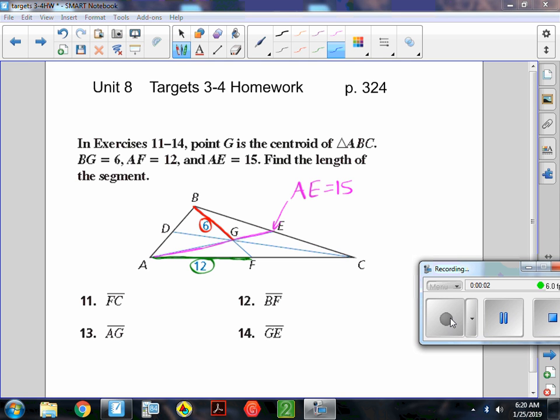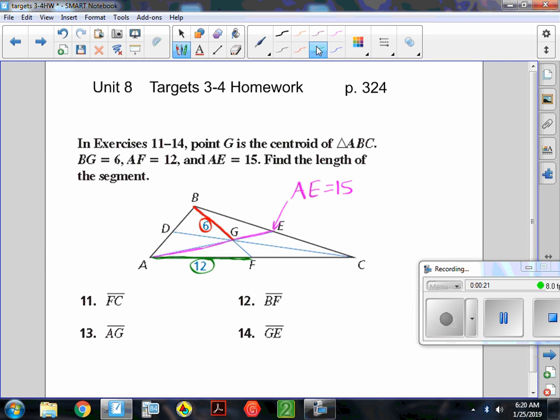Okay, Unit 8, targets 3 through 4. This is problems number 11, 12, 13, and 14. Same diagram, says that G is the centroid, and they give you some information which I've kind of highlighted in the diagram. Find the length of each segment. So FC.